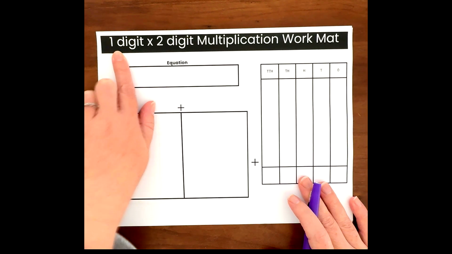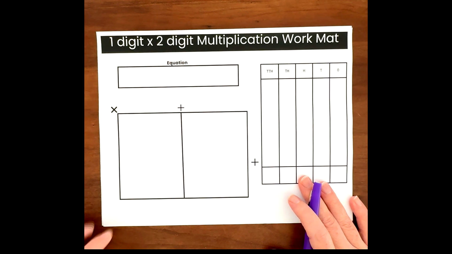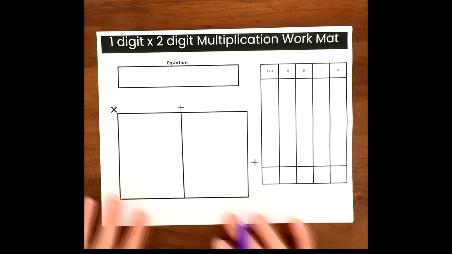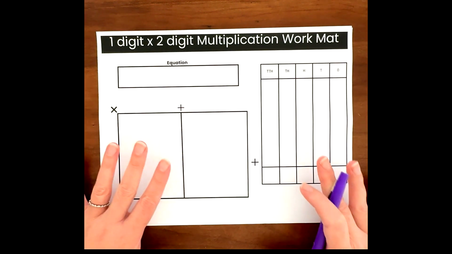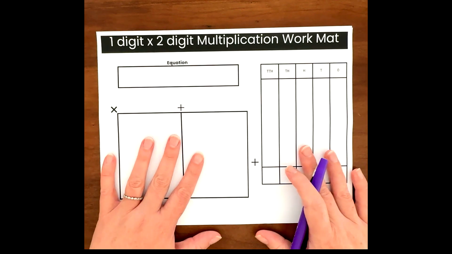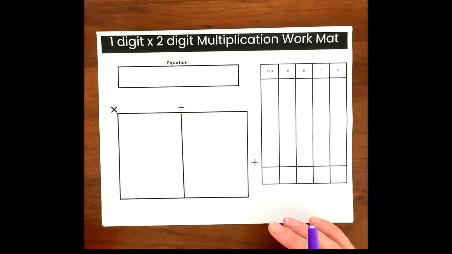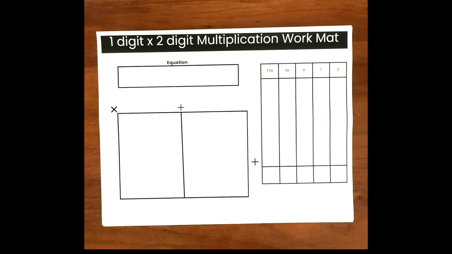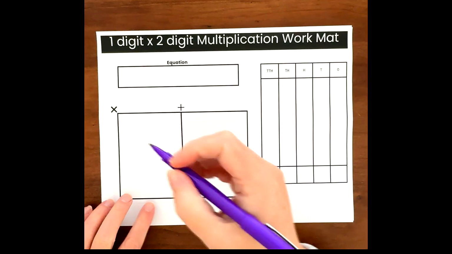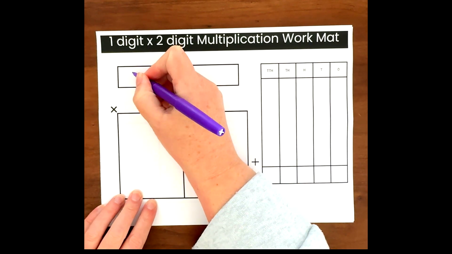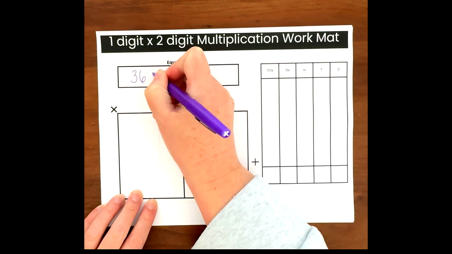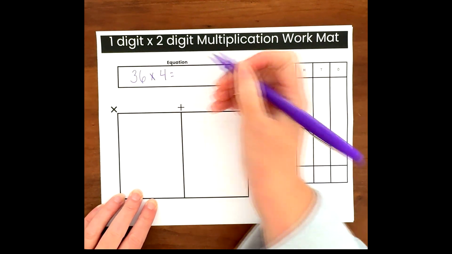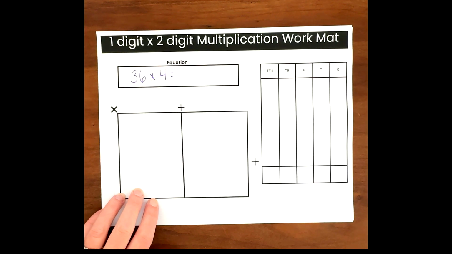This is my 1-digit by 2-digit multiplication work mat using the area model method. You'll notice that there are similarities between how things are set up with the area model method and with the work mat for our partial quotient division method. I'm going to start simply with a 2-digit times 1-digit equation. Again, we always write the equation at the top.